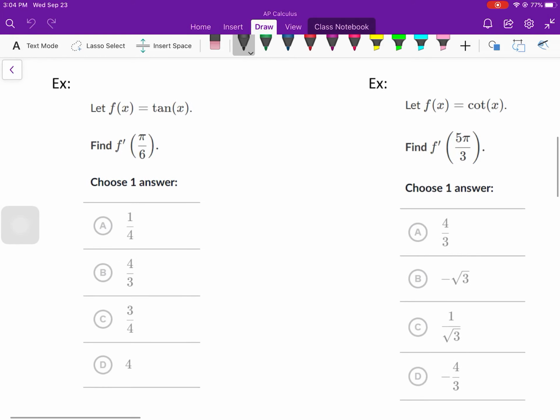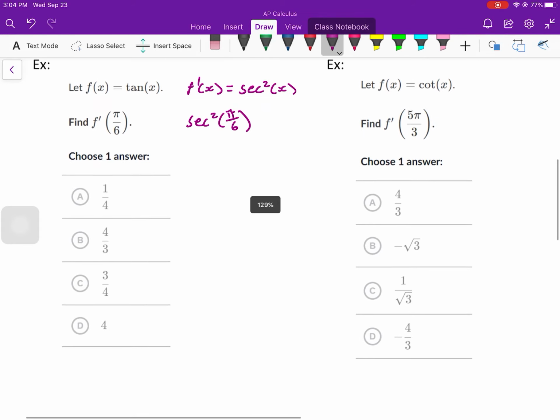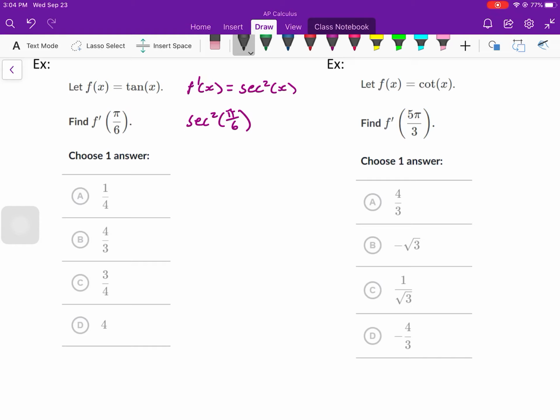That's fine. So for the first one, derivative of tangent, so f prime of x, well, derivative of tangent is just secant squared, right? And so for AP, you need to know the unit circle. And pre-calc, I'll show you what to do in a second. So secant squared is 1 over cosine squared, right? So we go to our unit circle, pi over 6 is right here. And we want the cosine value, so that's square root of 3 over 2. So basically, secant is flipping that, because it's 1 over cosine.